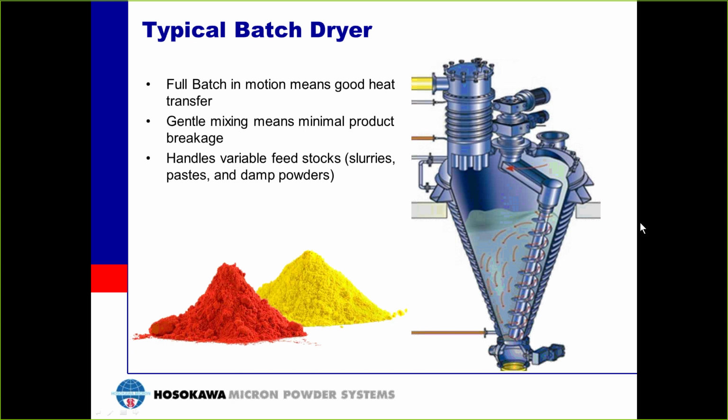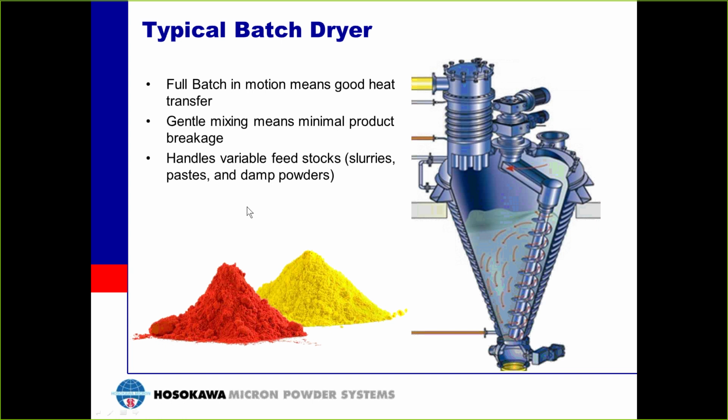We talked about the dryer. Typically what you want is the full batch in motion for good heat transfer. You don't want just the product against the wall to get dried. You want the entire batch of material to get dried. Gentle mixing is important for many vacuum dried products because you don't want product breakage. You want the product size in to equal the product size out. So you want a gentle process.